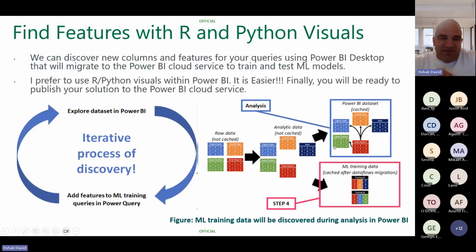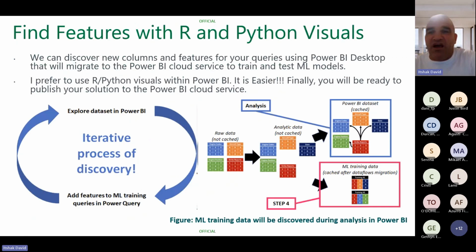This is a new, exciting topic. Why? We want to find features with R and Python visuals. Because if you're doing AI, there is an iterative process: take your data, and transform your data so ML can work with it. It's not a star schema, it's a design which sits between a flat file and a star schema. You want an iterative process of discovering features, everything you think will influence your model, and put it into your model. How do we discover these features?